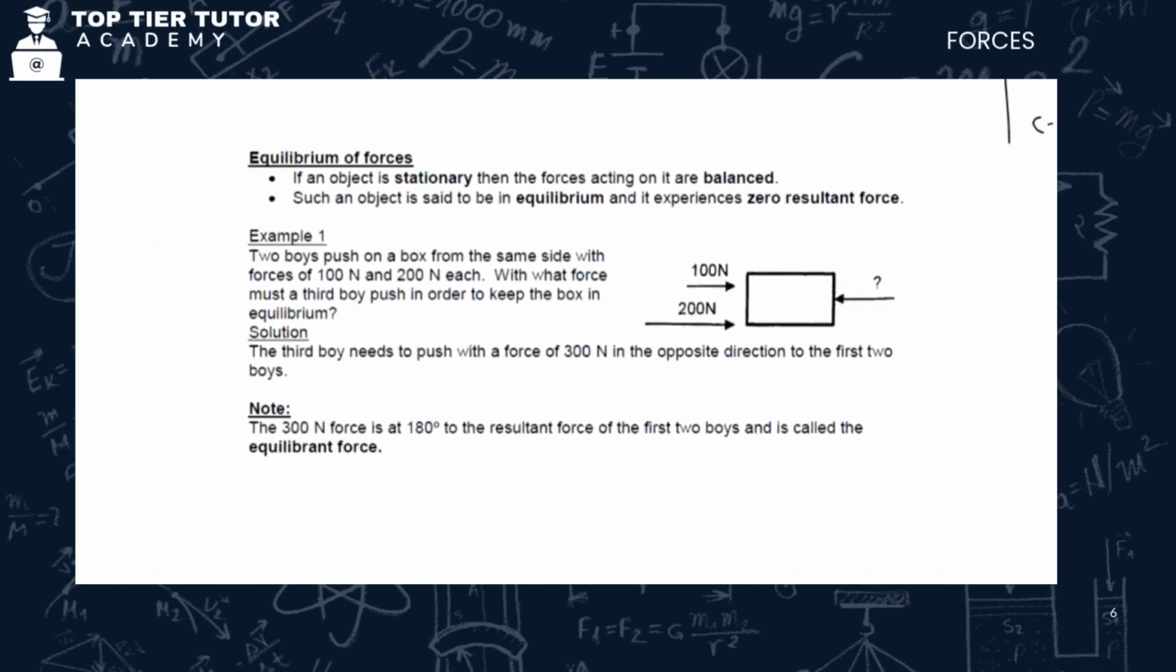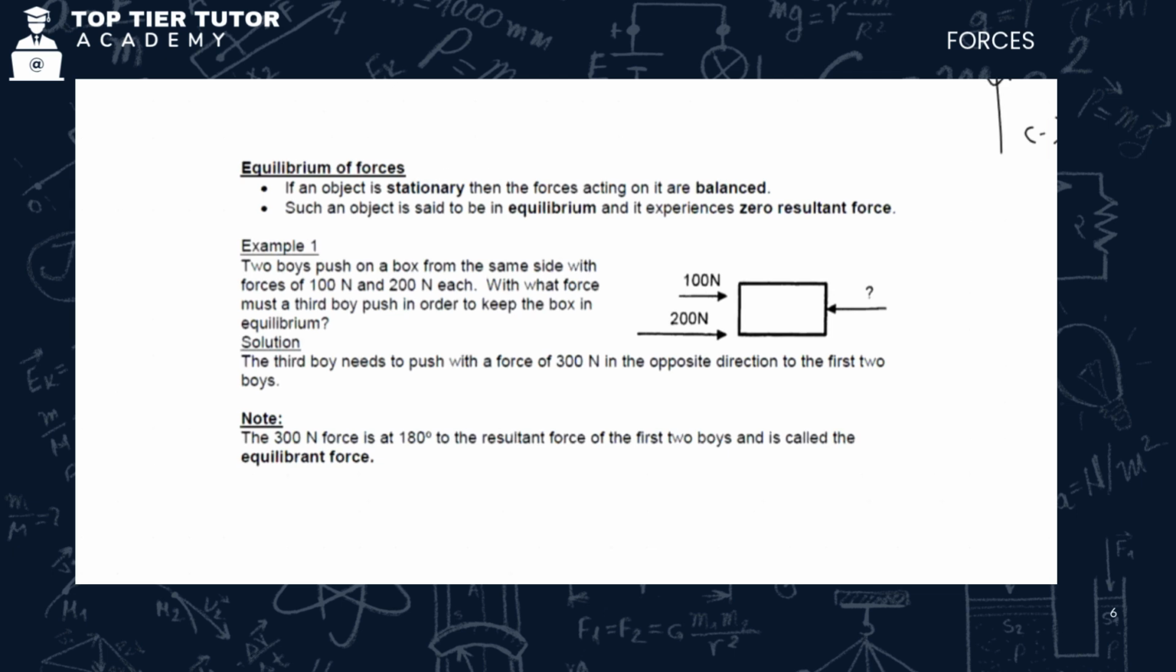At times, when our forces come together, they can be in equilibrium with one another, right? When the forces are in equilibrium, then the object will be stationary. Yes. If forces are in equilibrium, then our resultant force is going to be equal to 0.